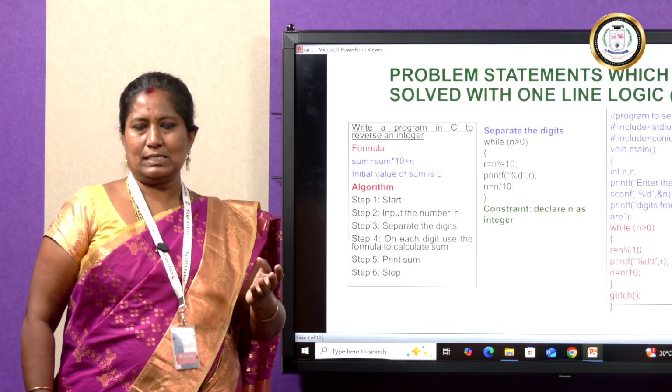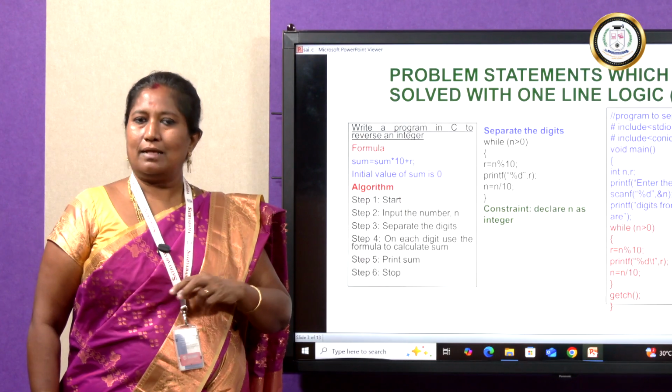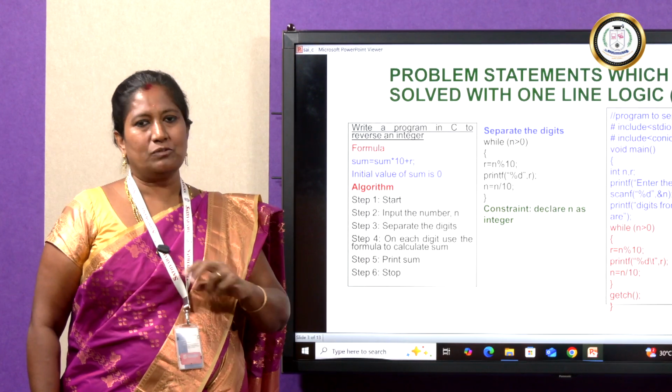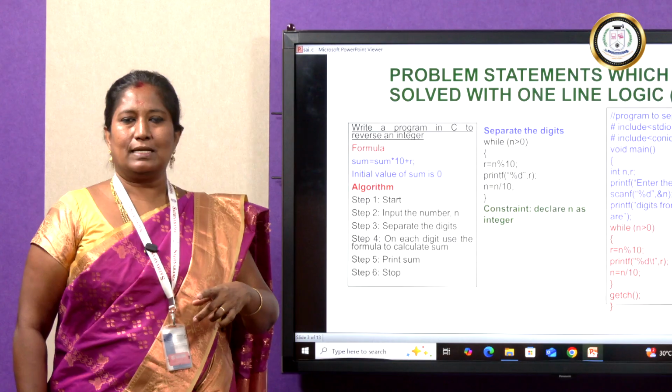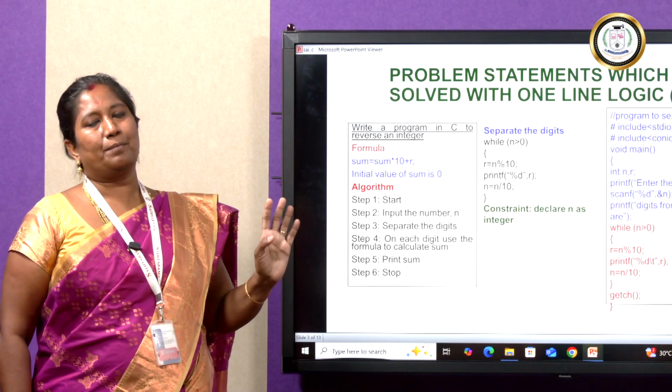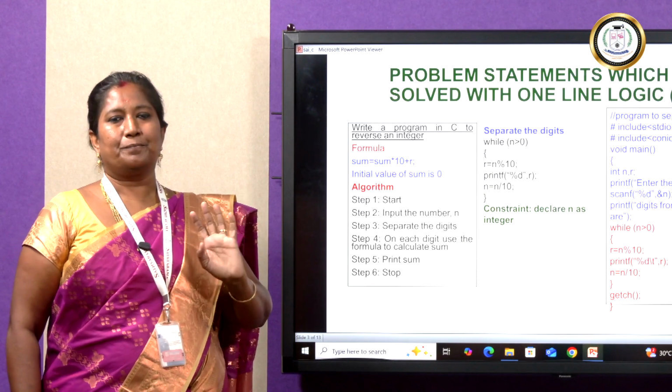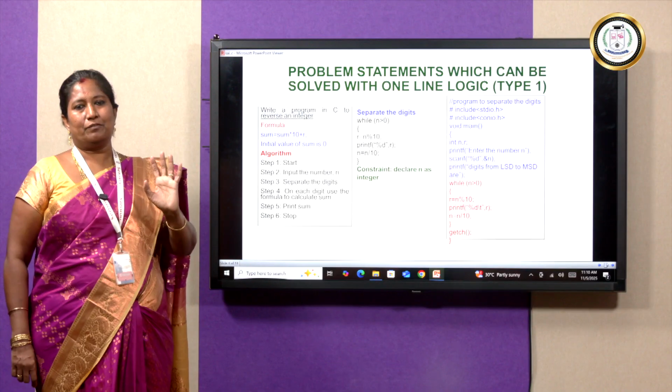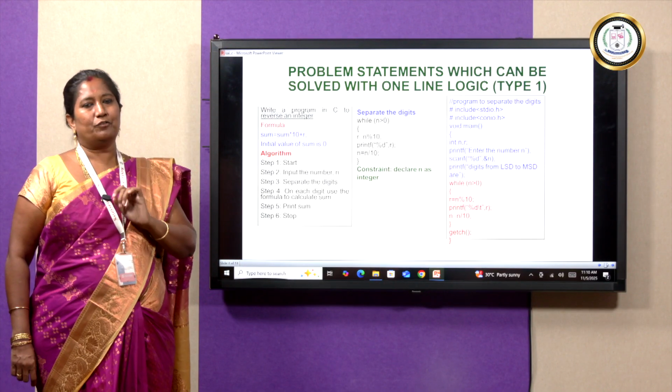Then repeat the process. Find out the remainder. You will get 6. Then take 5. Repeat the process. You will get 5. But we should stop, right? The most important thing in any programming is finding a stopping rule. When should the program stop? So that stopping rule we have to find out.